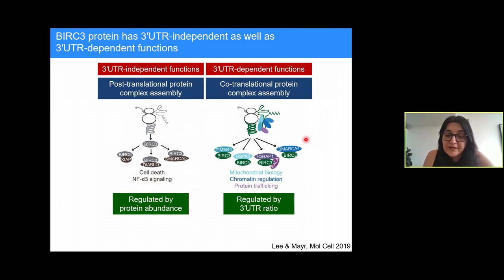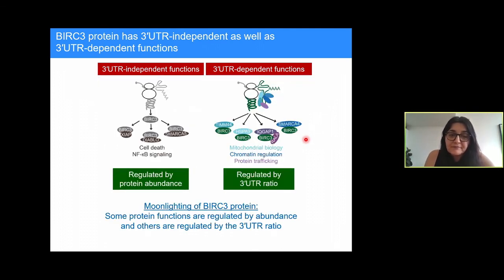So basically, what I want to say is that BRC has several different functions. Some functions are 3'UTR independent, whereas others are 3'UTR dependent. So basically, we can say that BRC protein does moonlighting, because some protein functions are regulated by abundance and the others are regulated by the 3'UTR ratio.